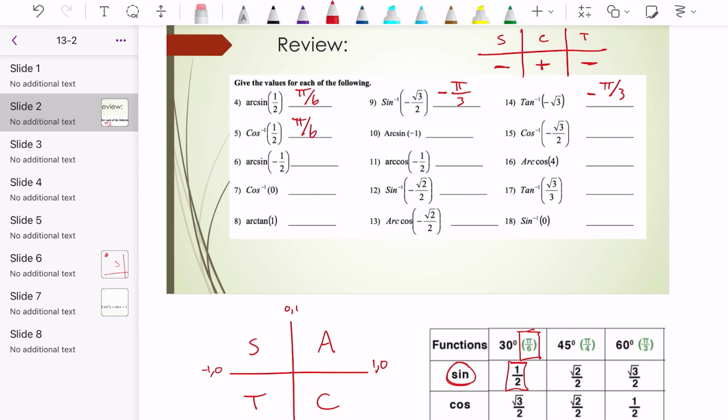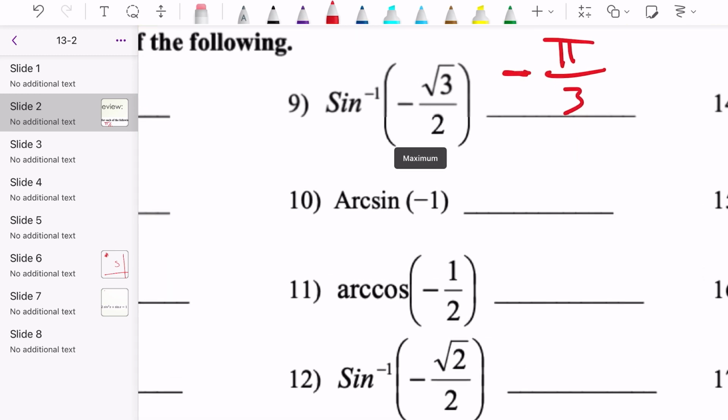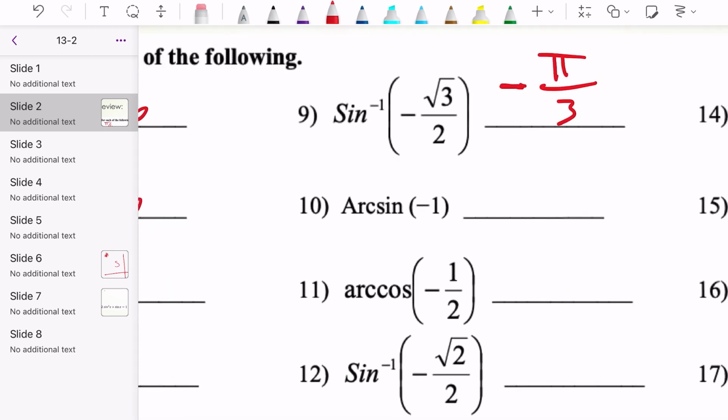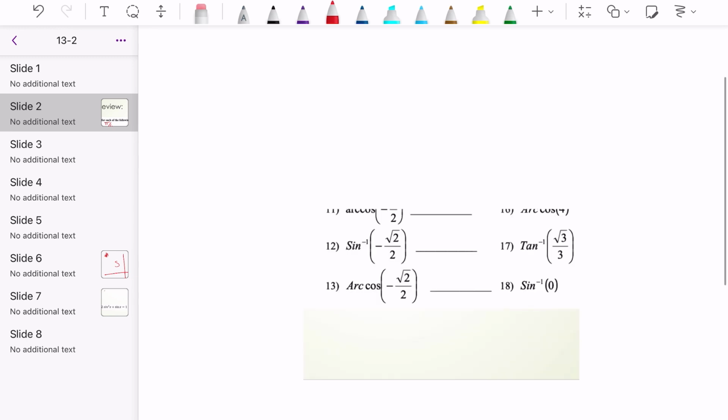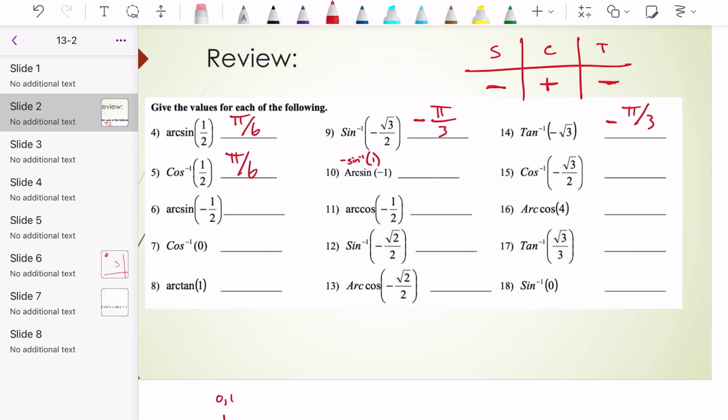Arcsine of a negative 1. Now, in this case, what I generally suggest is to go ahead and rewrite this as negative sine inverse of 1. This will help you find it a little bit easier once you are able to use that even-odd identity and bring it out to the front. In this case, your answer would be a negative, because once again, it's sine, and it's a negative number, pi over 2.